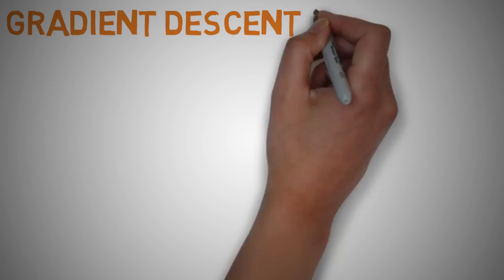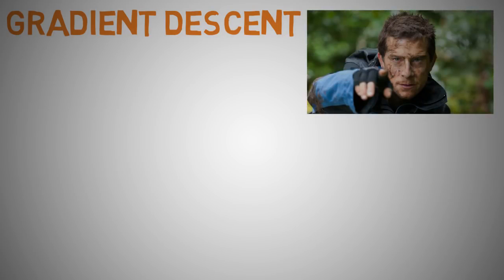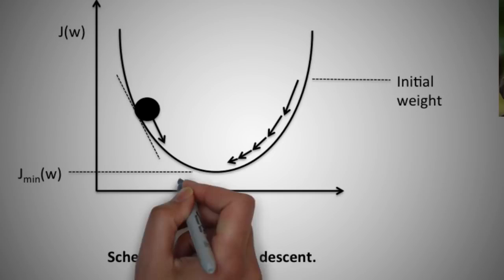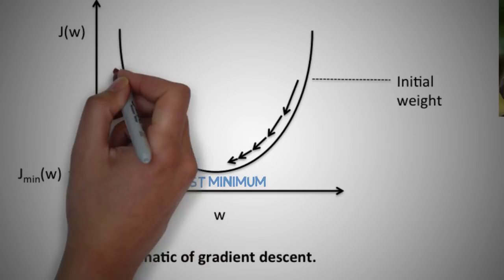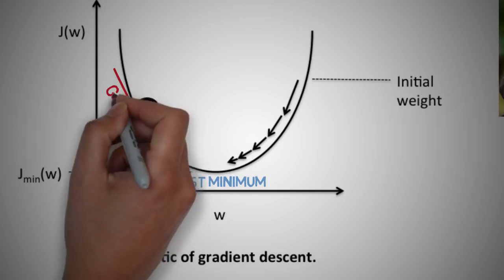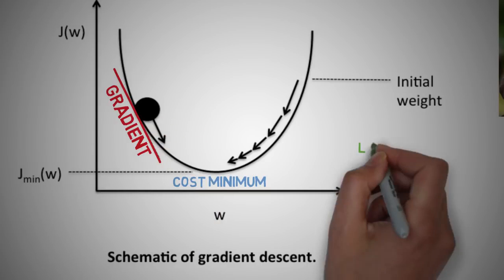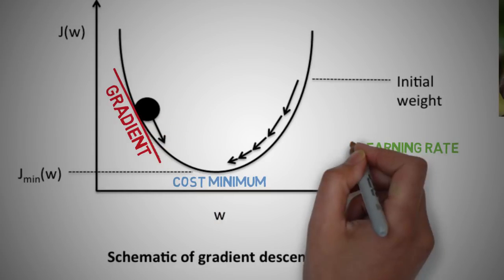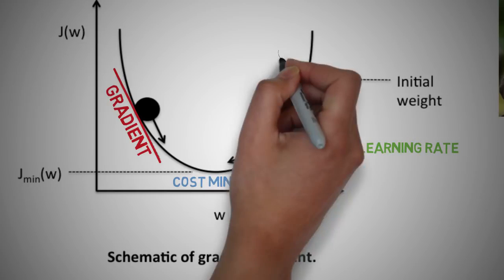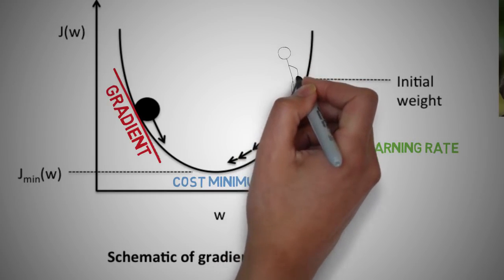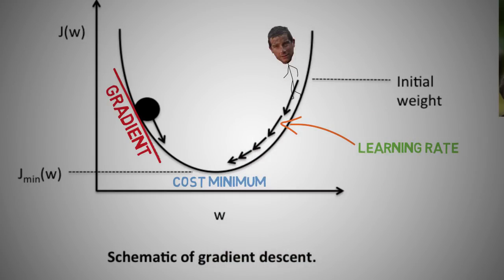Enter gradient descent. Essentially, we can picture gradient descent optimization as a hiker. Let's call him Bear Grylls, the weight coefficient, who wants to climb down the mountain of the cost function into the valley, which is our cost minimum, and each step is determined by the steepness of the slope, the gradient, and the step distance of Bear Grylls, which is our learning rate. Considering a cost function with only a single weight coefficient, we can illustrate this concept like this.